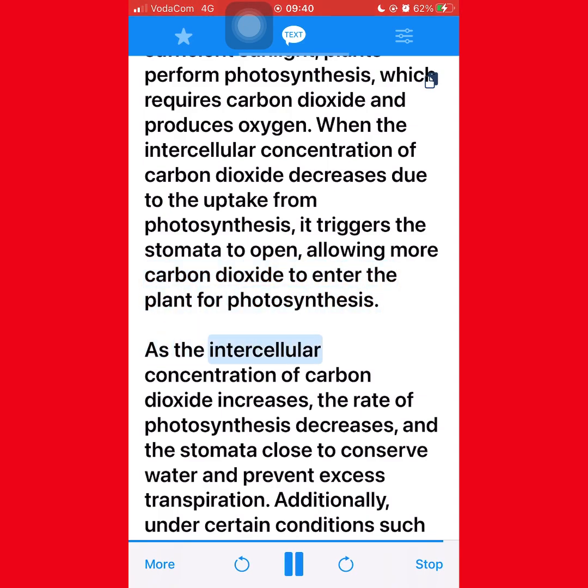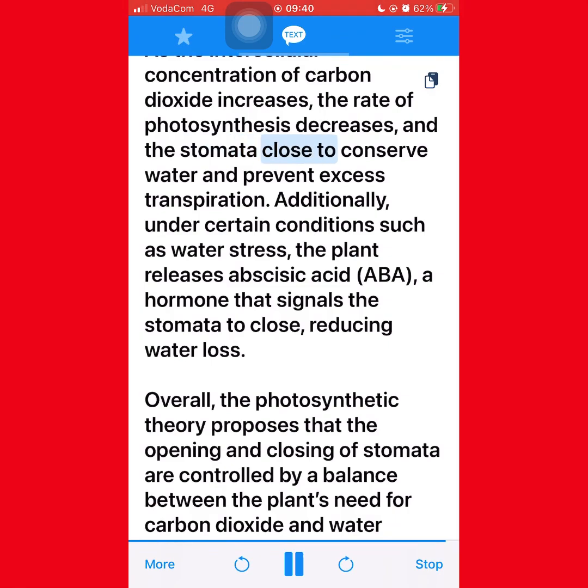As the intercellular concentration of carbon dioxide increases, the rate of photosynthesis decreases, and the stomata close to conserve water and prevent excess transpiration. Additionally, under certain conditions such as water stress, the plant releases abscisic acid (ABA), a hormone that signals the stomata to close, reducing water loss.